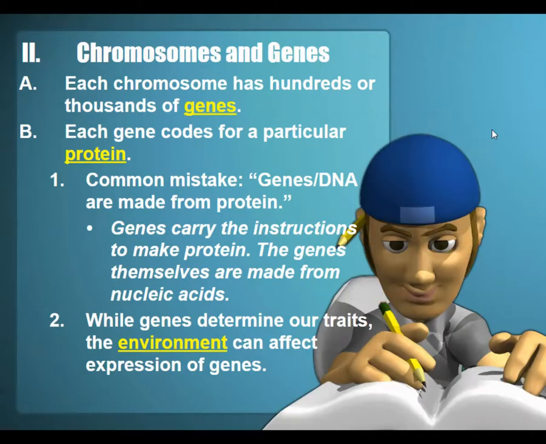All right, chromosomes and genes. Each chromosome has hundreds or thousands of genes located on it. Each gene codes for a particular protein. A common mistake that people make is saying genes or DNA are made from protein. Genes carry the instructions to make the protein. The genes themselves are made from nucleic acids. And a second thing to remember: while genes determine our traits, the environment can have an effect on the expression of our genes.